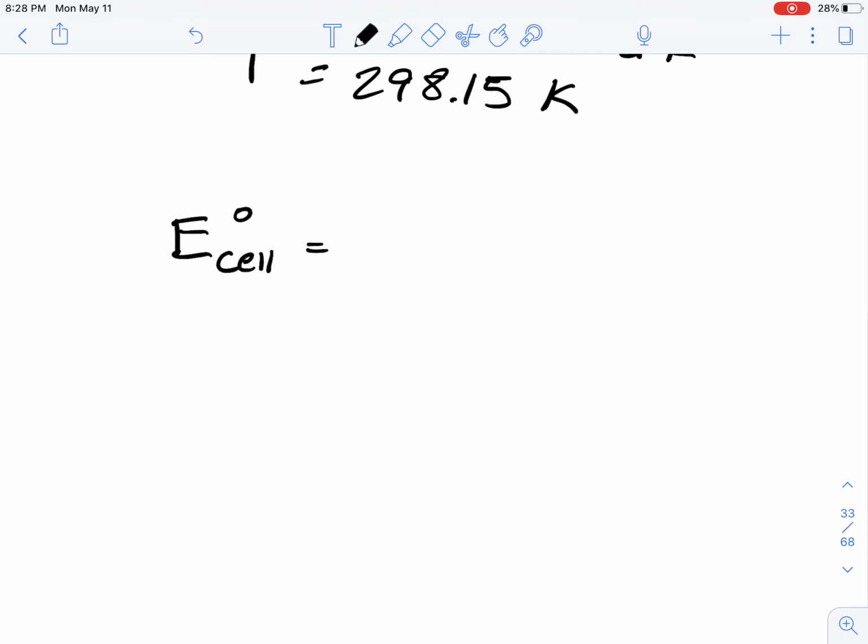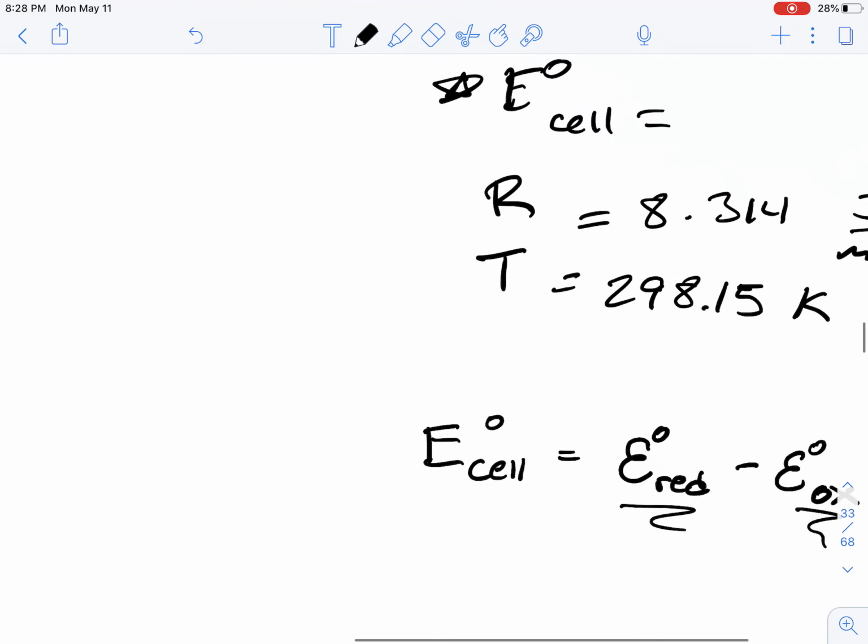So we know that the standard cell potential can be calculated by the difference between the reduction potential and the oxidation potential. For us to use this, we need to know what's oxidized and we need to know what's reduced. So let's figure that out first.